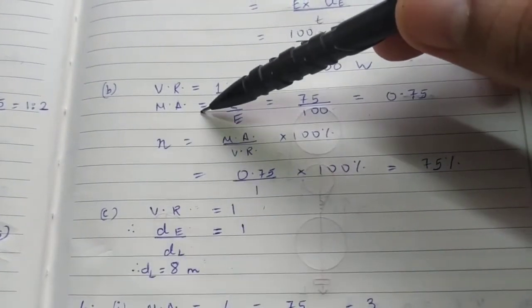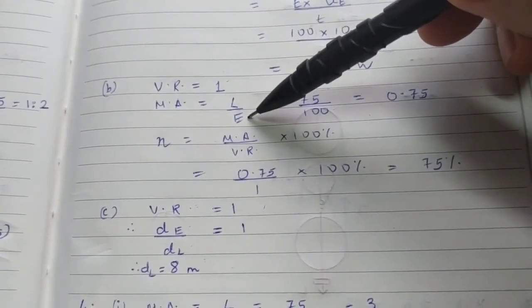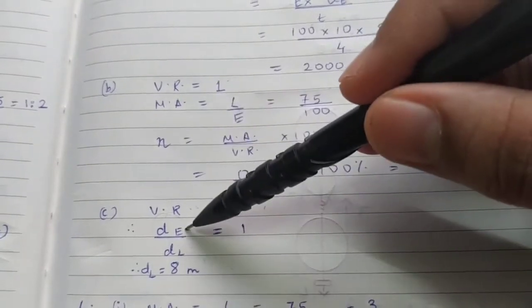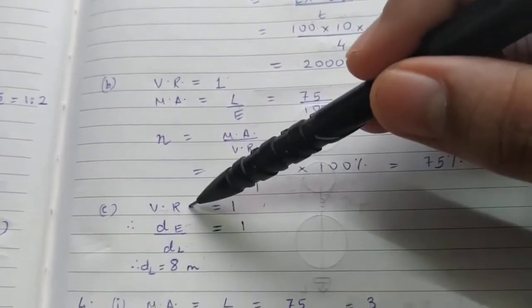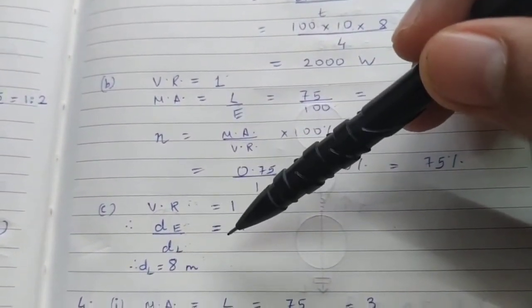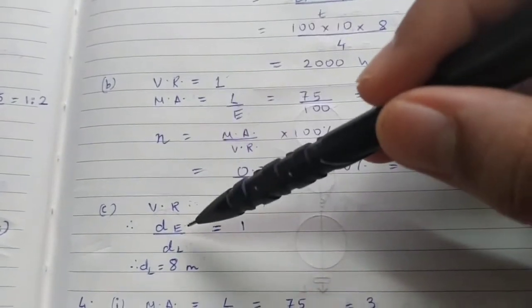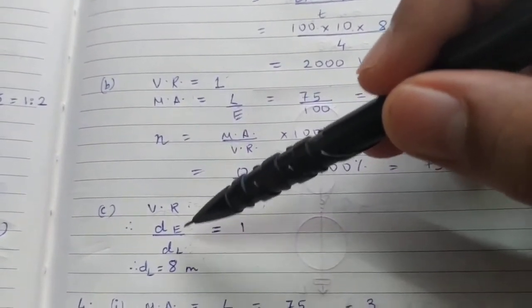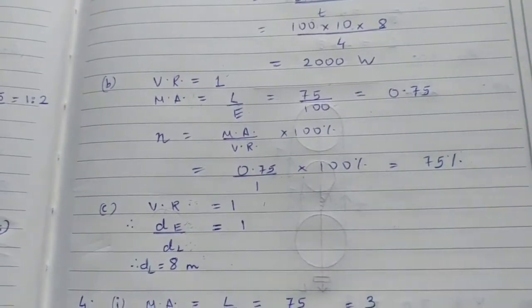Remember, mechanical advantage formula is load upon effort. The mechanical advantage formula is not displacement of effort upon displacement of load. That is the velocity ratio's formula. We can say that mechanical advantage is equal to dE upon dL only if efficiency is 100%. So the second sum was IMP.